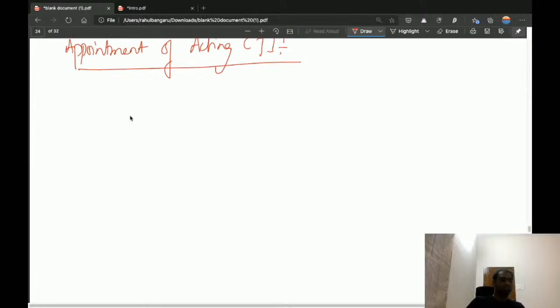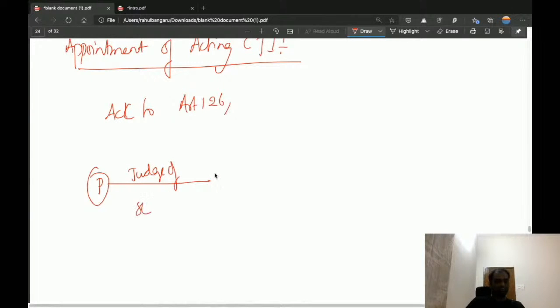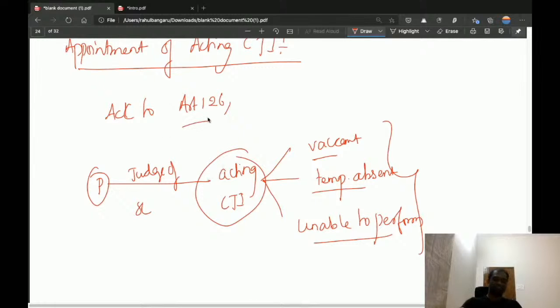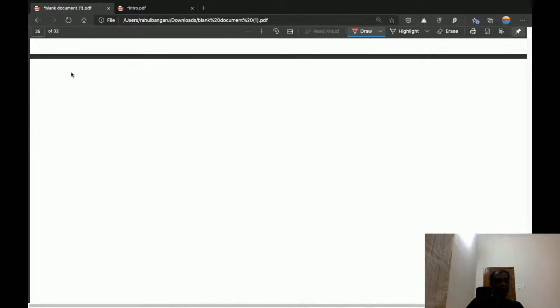According to Article 126, the President can appoint a judge of the Supreme Court as an acting Chief Justice of India if the current Chief Justice of India's office is vacant, or if he is temporarily absent, or if he is unable to perform. When any of these three things occur, the President will appoint a judge of the Supreme Court as acting Chief Justice of India according to Article 126. Now this is Article 126. Now our next one is appointment of ad hoc judges.